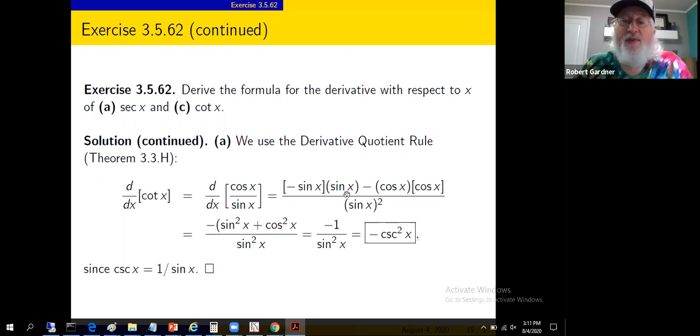Let's see, this is negative sine squared minus cosine squared. If you factor the negative 1 out, there's no parentheses there, we'll get negative the quantity sine squared plus cosine squared. That is negative 1 over sine squared. 1 over sine is cosecant, and this reduces to negative cosecant squared. So there's a derivative of all 6 trig functions derived from stuff we know. Sine and cosine derive from the definition of derivative. These other ones derive from the sine and cosine derivatives and quotient rules.